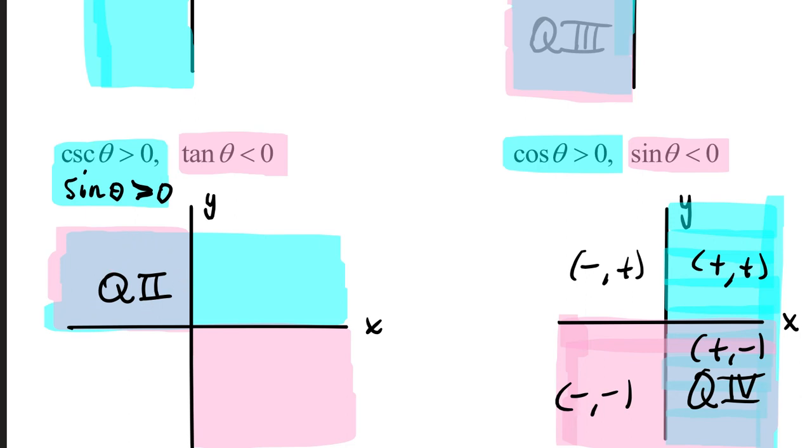At the bottom right of your screen, cosine is positive where the x's are positive. Sine is negative where the y's are negative. The overlap occurs in quad 4.